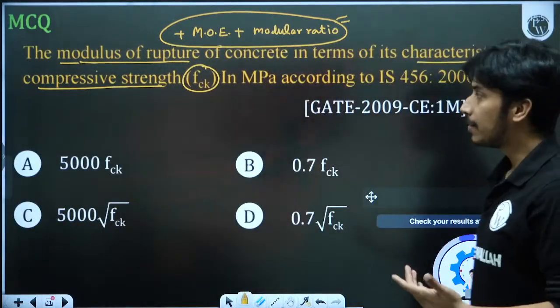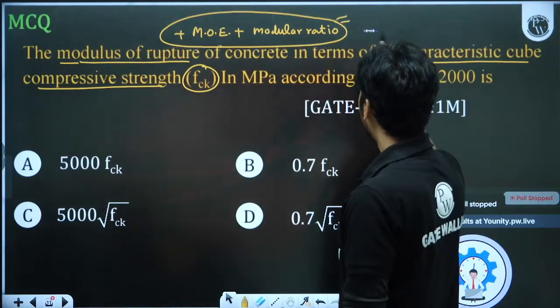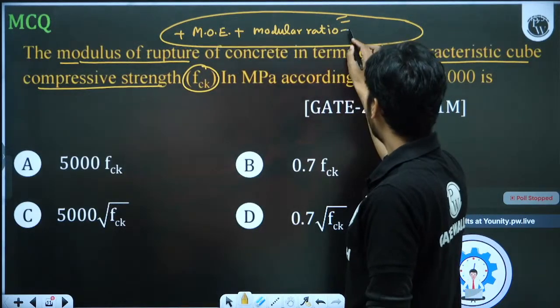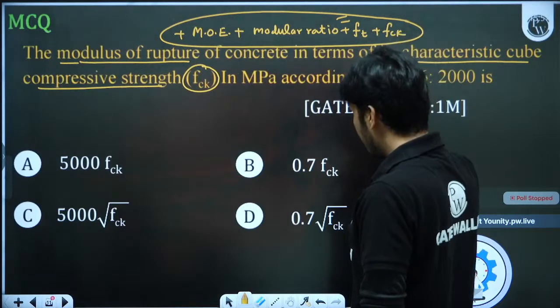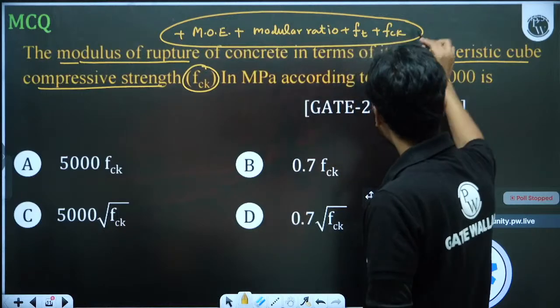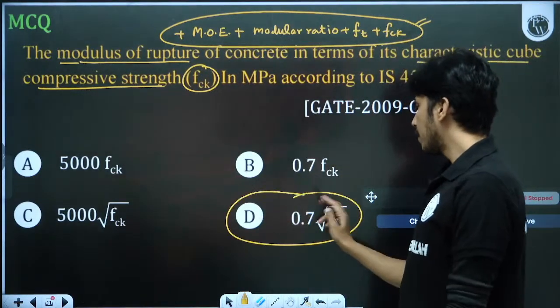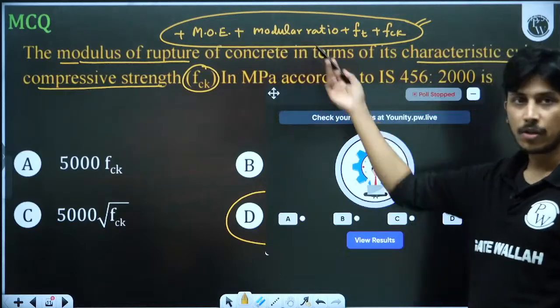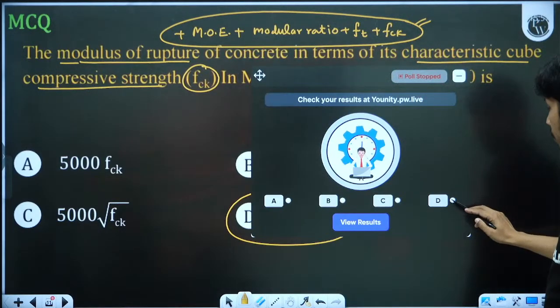So you have to answer: what is MOE, what is modular ratio, what is tensile strength, what is compressive strength, what is FT, tensile strength of concrete, what is FCK, what is its definition. If the definition is changed, then what will we do? If you understand these things, then you can give the answer easily. Here modulus of rupture is 0.7 root FCK, D part is correct, but you must understand modulus of elasticity also, modular ratio also, FT also, FCK also. So here D part is the correct answer.